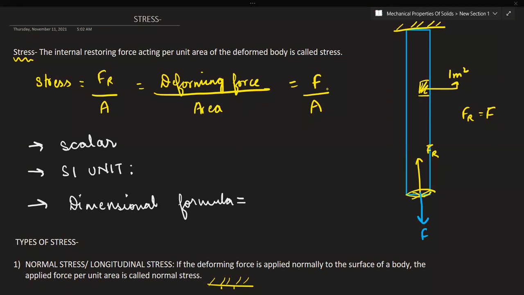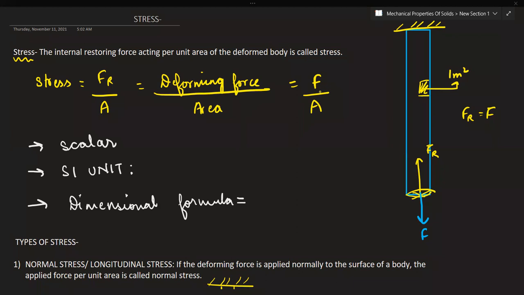Ma'am, am I audible? Yes, yes, you're audible now. Ma'am, SI unit of what did you ask? Sorry, can you repeat? SI unit of what did you ask? Force. SI unit of force. Do you remember the SI unit of force?